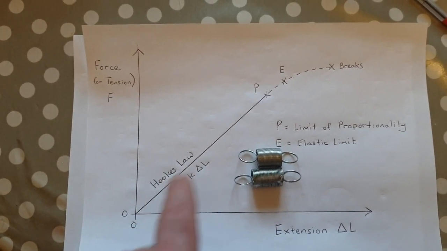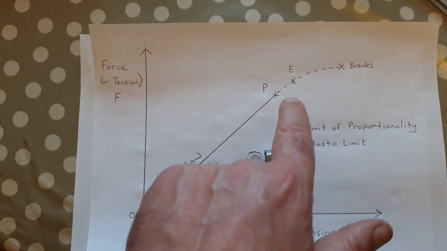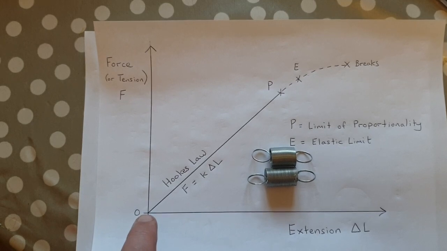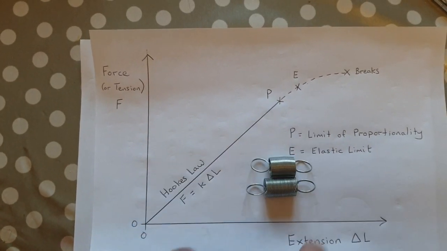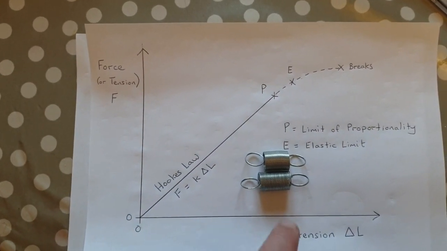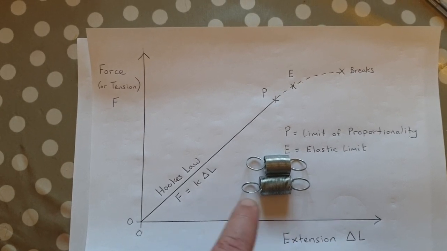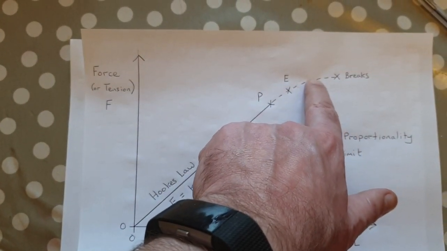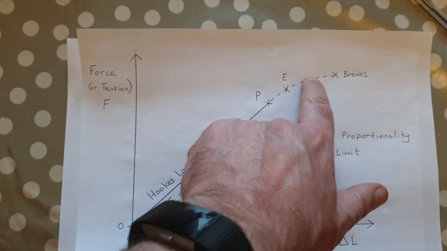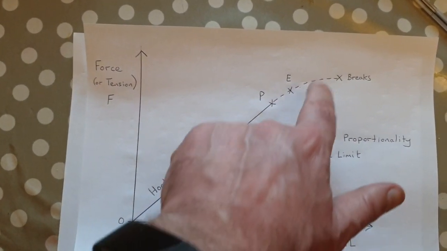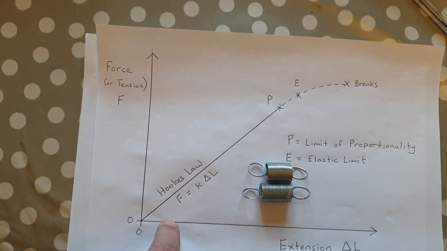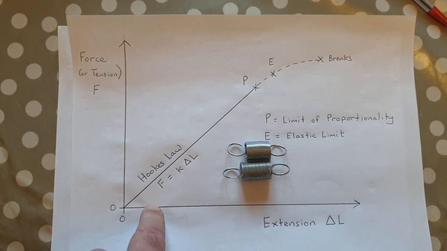Up to point E, we have elastic deformation, which means that if you take the force off, it just goes back to its original length. Beyond point E, you have plastic deformation, where if you stretch it beyond there, it won't go back to its original length. So if we were to take it up to this point here, and then we took the force off, rather than going back down here to here, it would drop back down to about here, and it would stay with a permanent extension.